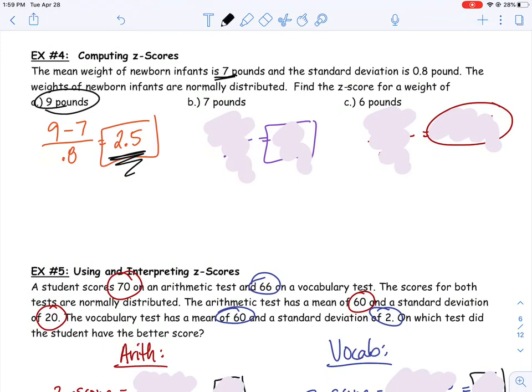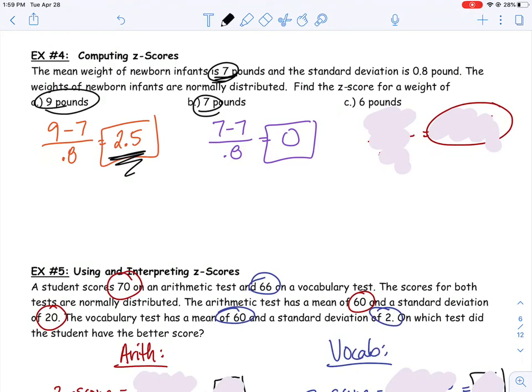If you had a 7-pound baby, we could figure out what his z-score is. We can take our 7, subtract our mean, and divide by our standard deviation of 0.8. Didn't you get 0? So what does that mean? Well, doesn't that mean that he's 0 standard deviations away from the mean? He's exactly at the mean, so he's not above, he's not below average, he's exactly at the average newborn weight.